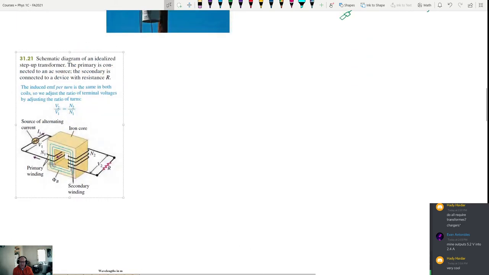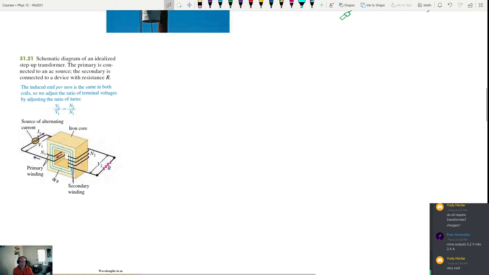The way that it works is you have a source of alternating current over here. This could be at your power station or something like this. And the wires for that source are then wound around an iron core. That's what this rectangular donut is. It's made of iron. Iron has the effect of enhancing magnetic flux, right?